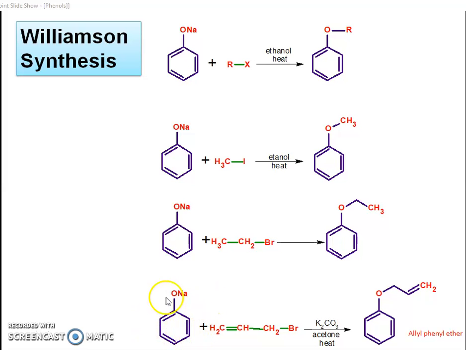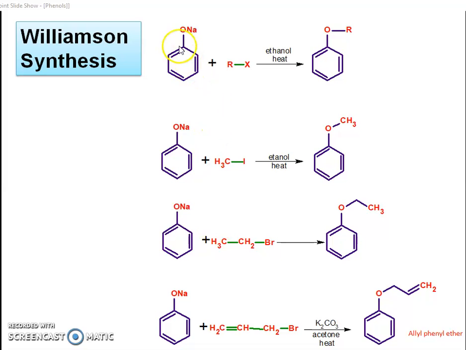In another reaction like this, sodium phenoxide can be treated with allyl bromide. Then what happens? The O minus of this phenoxide attacks this carbon, and the double bond shifts here, replacing the bromine. Such a reaction can be done by using potassium carbonate. So this allyl group is attached to the oxygen atom, forming allyl phenyl ether as the product.